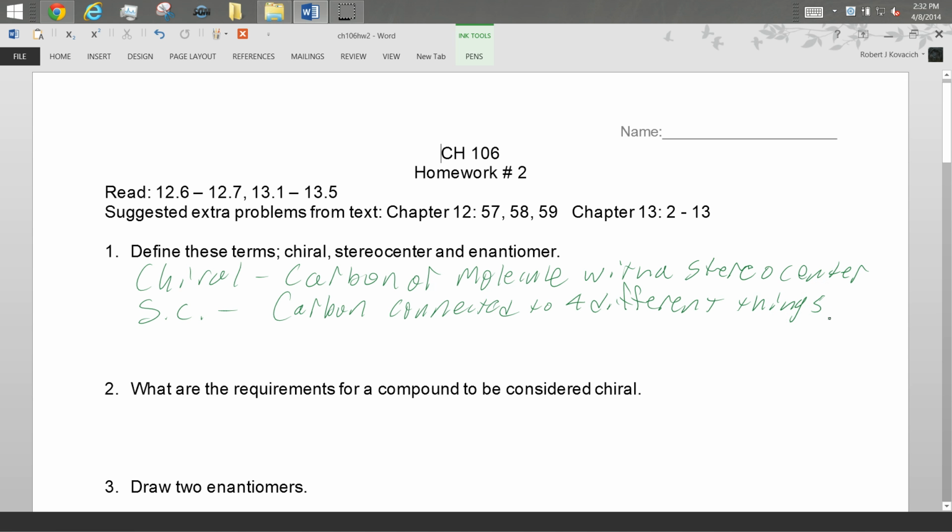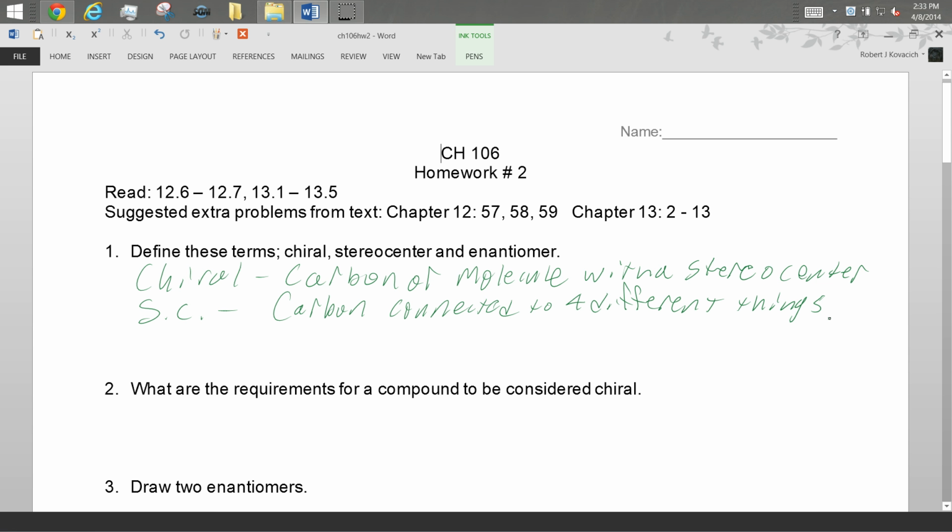I know this seems not very scientific when I say things, but why am I saying things and not atoms? Could a carbon be a stereocenter, be chiral, and be connected to four carbons? Yes. How? If the carbons were connected to something else. If each of those four carbons had something different on them.